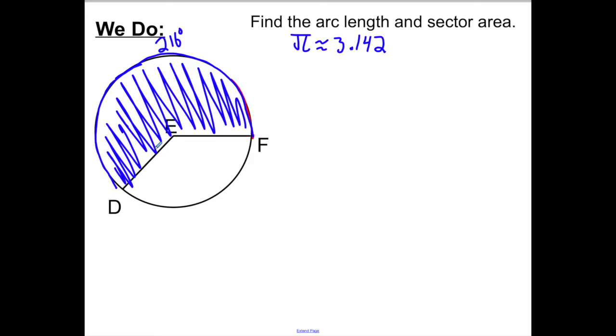The first thing we'd have to do is do what? We'd have to take 216 and divide by 360, right? We have to get that special ratio. So I'm doing 216 over 360. Nice, and I got 0.6. Or in other words, that's equal to 3/5.